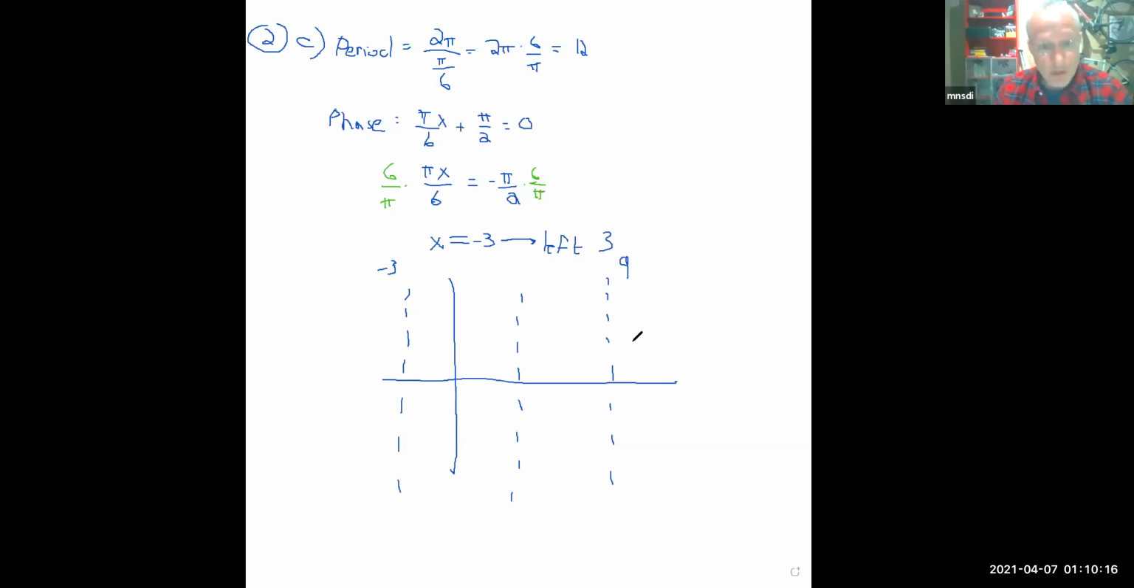Divide it up by 2. Yeah, just add them and divide by 2. So -3 plus 9 is 6. Divide that by 2, and that gives you 3.